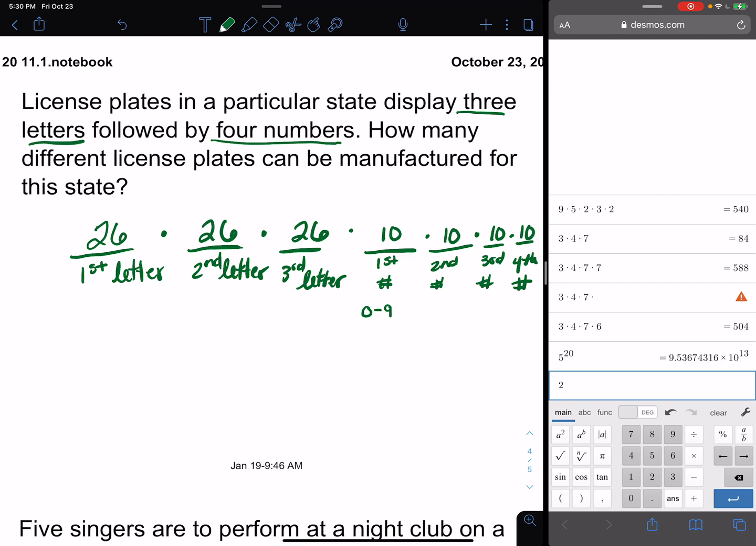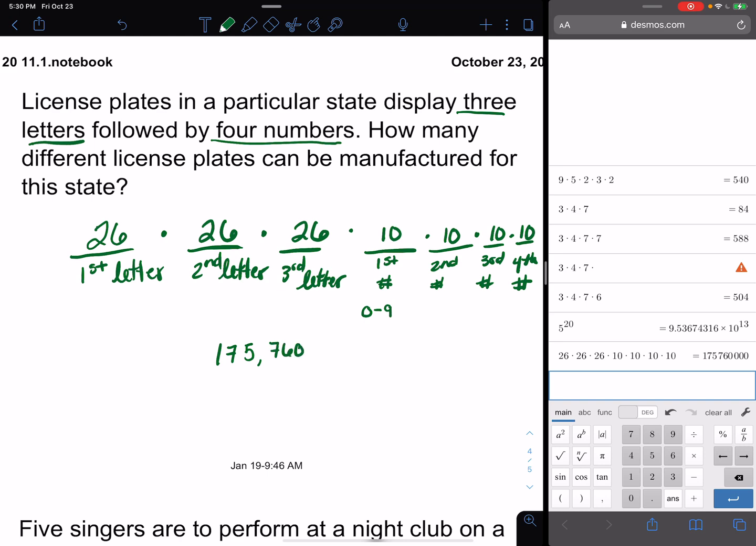So we can do 26 times 26 times 26 times 10 times 10 times 10 times 10. And if we do that, we get 175,760,000 different possible license plates.